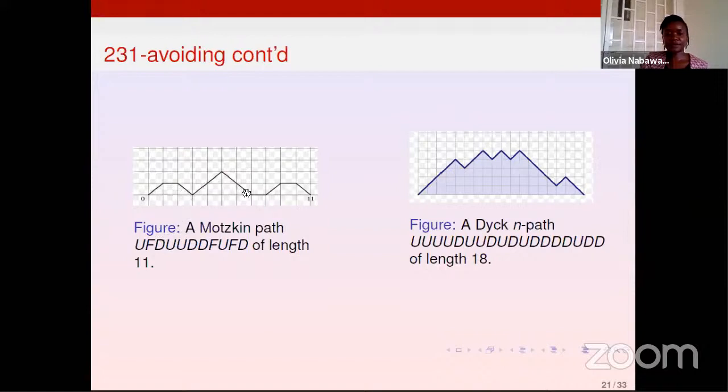And this lattice never goes below the x-axis. This is possible because the number of down steps should not exceed the number of up steps. In that case, this lattice can never go below the x-axis. And that is the same case with a Dyck path. It also never goes below the x-axis, though the only difference with a Dyck path from a Motzkin path is that it only has up steps and down steps.